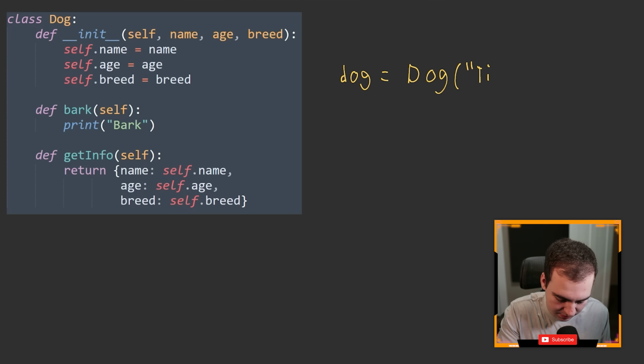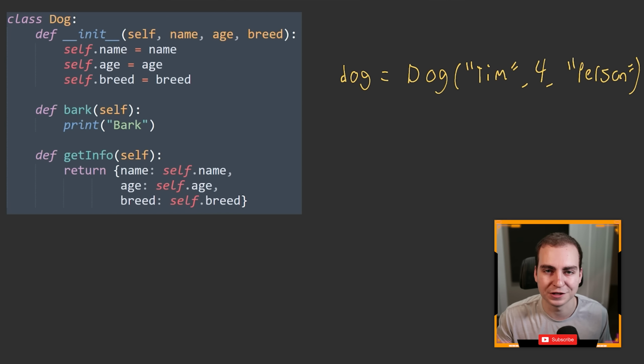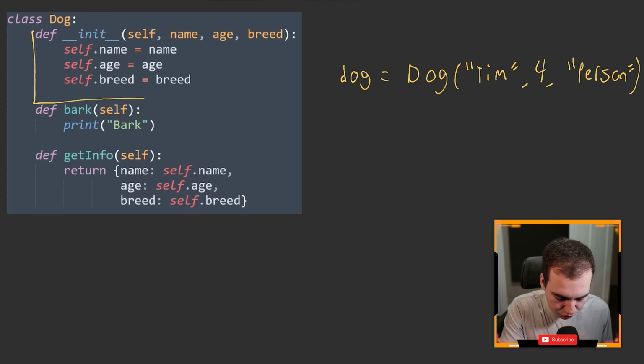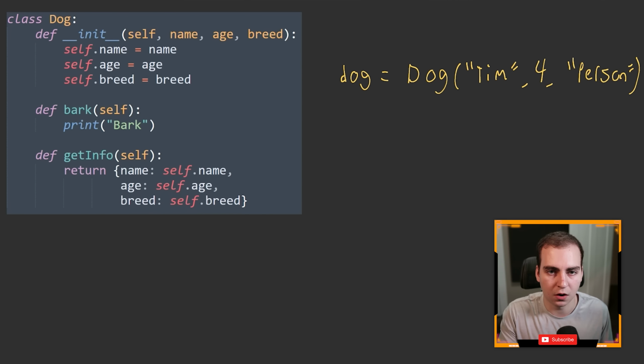So I'm going to pass Tim. Let's just pass 4. For breed, let's just go with person. I know that's not a dog breed, but I can't think of any right now, so we'll go with something that doesn't really make sense. All right, so we passed name, age, person. When we do this, by default, this constructor here, this initializer gets called, and it assigns these attributes to our dog instance. This is one instance, right?